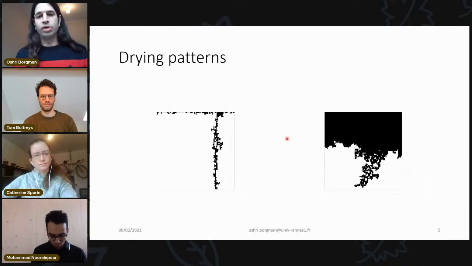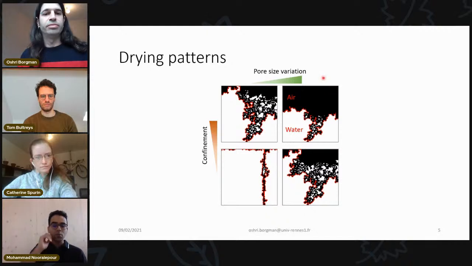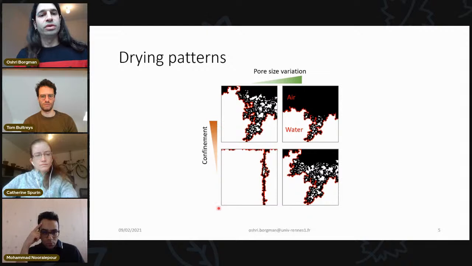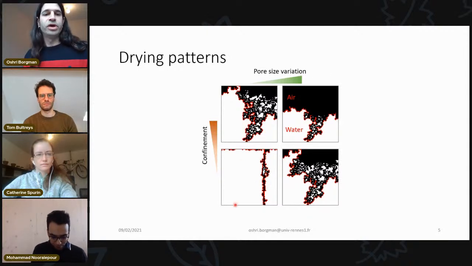And we have performed these simulations over a range of parameters in pore-size variation and in initial confinement. And we generally see that preferential drying occurs more when we have low pore-size variation, so a more homogeneous porous medium, and for lower confinement, so a more loosely packed granular medium, we have these more preferential drying patterns.